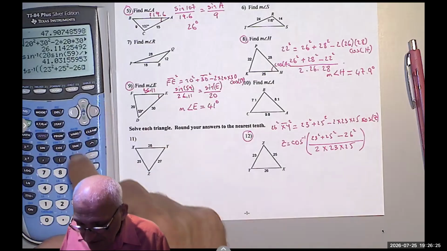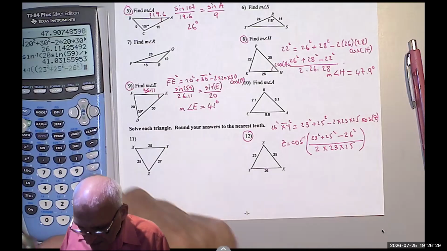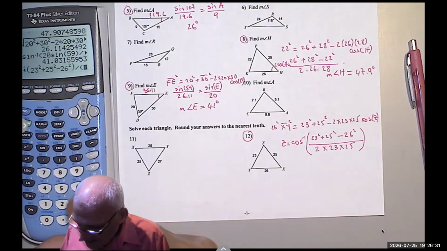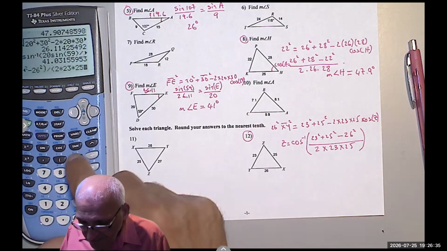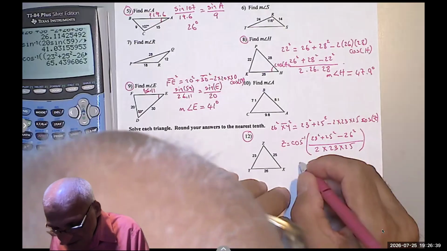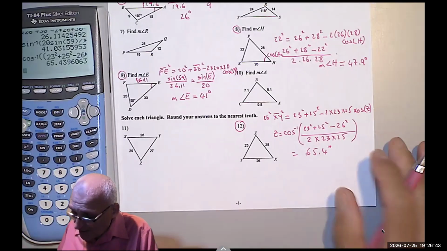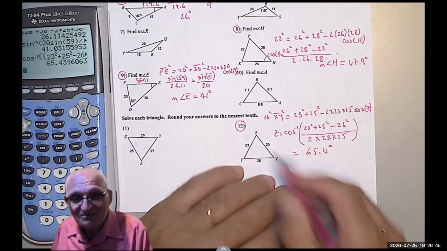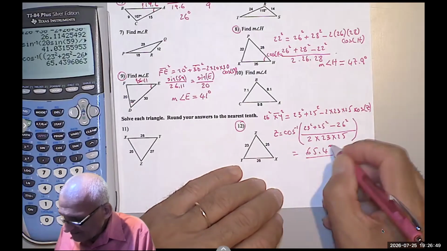I'm going to close this. Divided by 2 times 23 times 25. That gives me z equals 65.4 degrees. They don't care. Well, they do, because they asked me to find everything. So I found the measure of angle z.